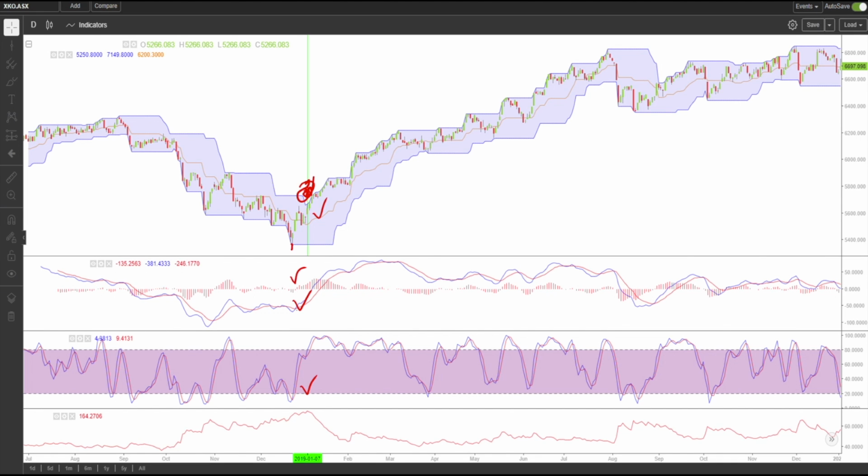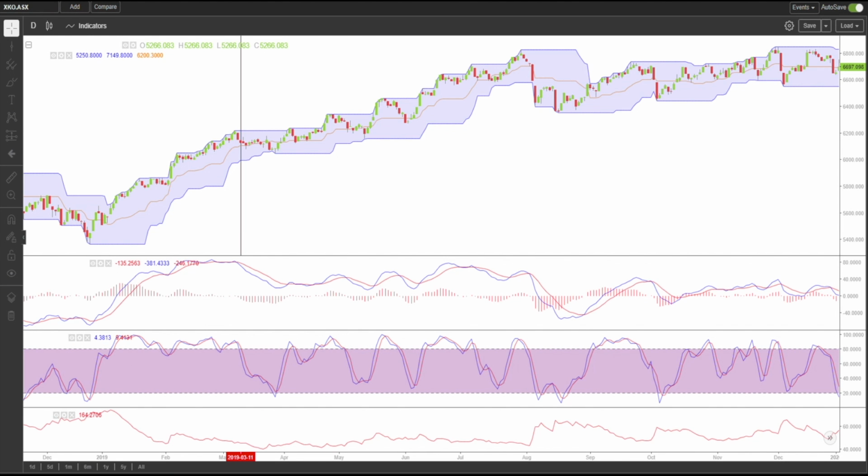Now, obviously, you might not need to place a long position on the actual XKO. It might have just been an opportunity for you to go into some major players or some big market heavyweights, things like CSL, things like CBA, some of the big four banks, something along those lines. So now let's take a look at where we might potentially look to reduce a bit of risk.